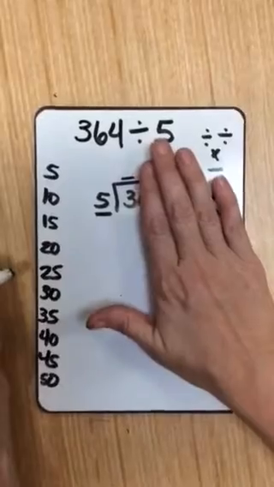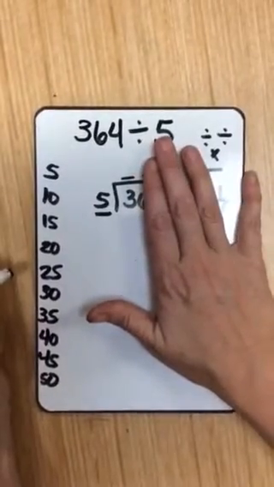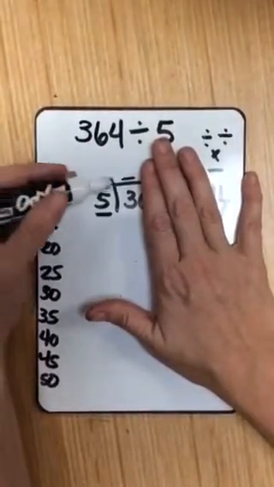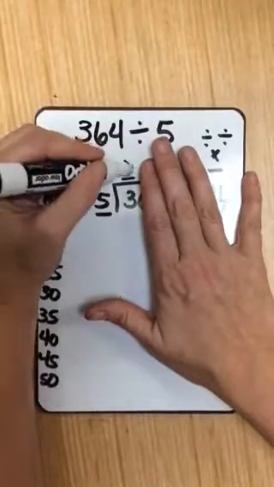The first problem we have is 5 goes into 3. Well, we know that 5 doesn't go into 3 because 5 is bigger than 3. So we're just going to put a 0 right there.